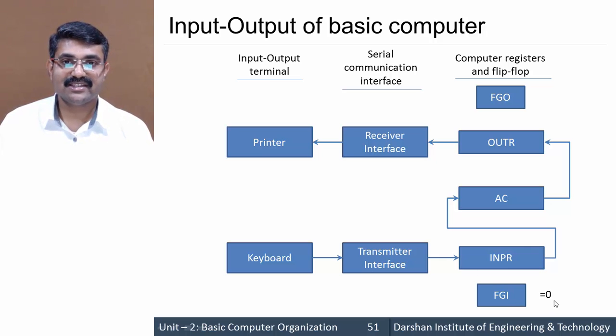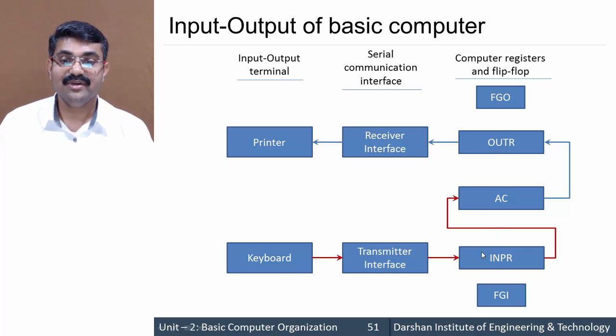Initially, FGI is 0. That means the flag input is 0. From the keyboard, the input is transmitted to the transmitter interface and transferred to the INPR register. This INPR register is holding the data coming from the keyboard, but it is still not transferred to the accumulator. This data stored in INPR can only be transferred to the accumulator when the flag FGI is 1. So now consider that FGI is set to 1, then INPR can send its data to AC.